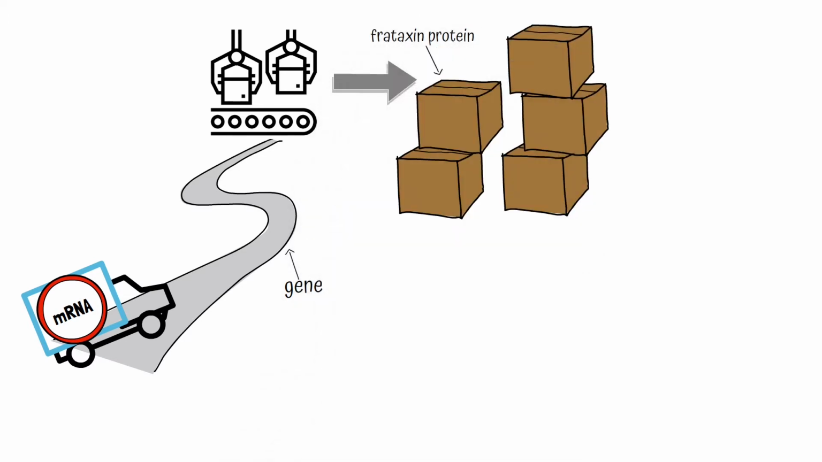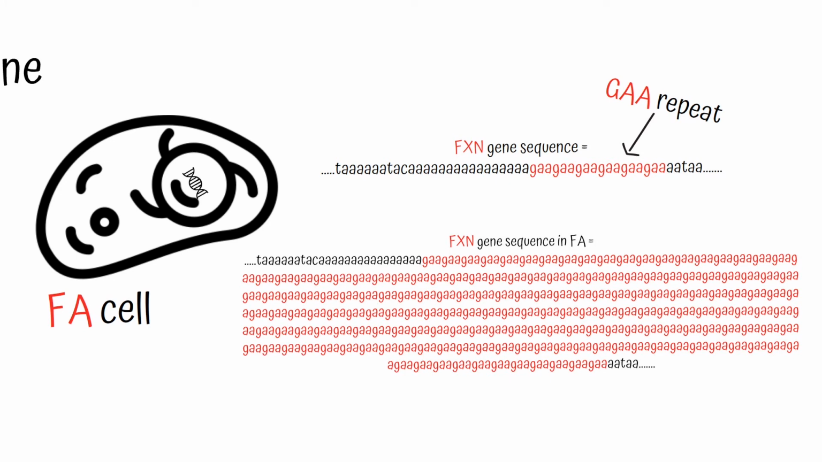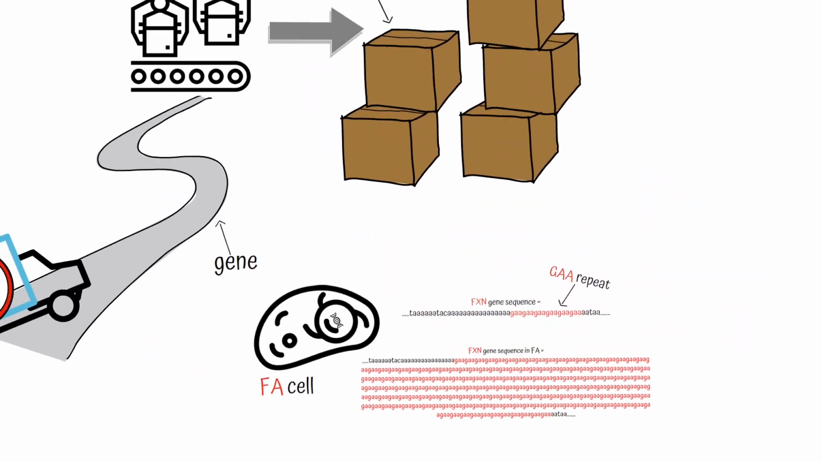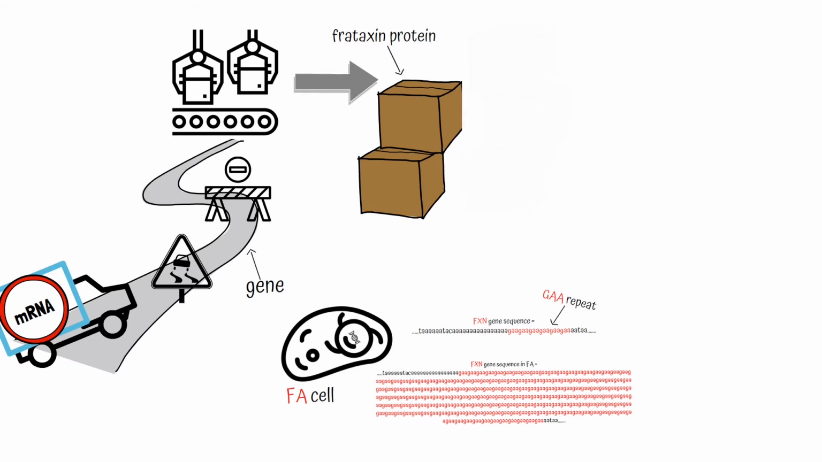The genetic defect in all FA cells is the repetition of a DNA block, GAA, in a gene called FXN, that encodes the protein frataxin. In FA cells, the GAA block is repeated hundreds of times. Hundreds of GAA repeats in the FXN gene make the DNA road difficult to travel, preventing the transcription truck from traveling along the road efficiently and delivering the mRNA mold to the protein assembly line. As a result, not enough of the frataxin protein is made for FA cells to function normally.